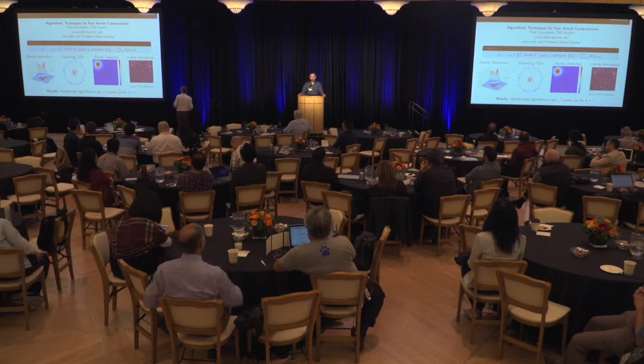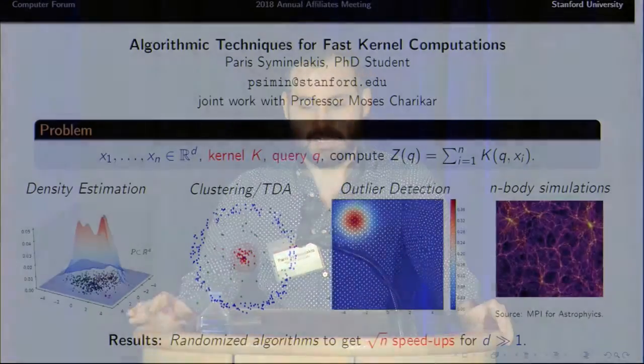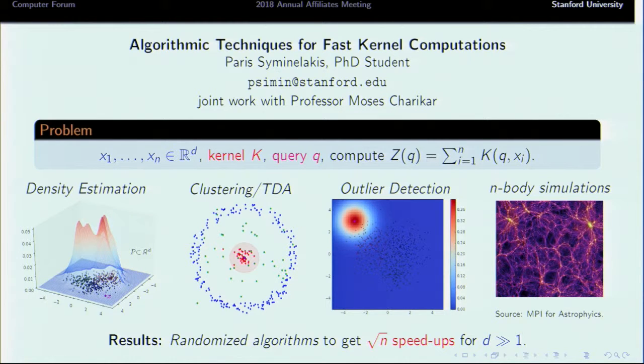All right. Hello, everyone. My name is Paris, and I'm a PhD student here. Much of my thesis work with my advisor, Professor Moses Charikar, has been focused on how to design efficient algorithms to accelerate kernel computations. Such computations arise in machine learning and scientific computing and are quite prevalent these days. And if we get efficient algorithms for them, then we can get a lot of downstream algorithms for other applications, such as density estimation or outlier detection.